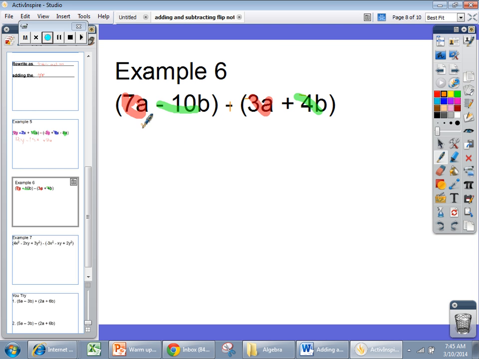Alright, so 7a minus 3a is 4. Good job. And then a negative 10b plus a negative 4b. Negative 14b. Good job. Alright, we have one more example that we're going to do together, and then we have 2 of them that you're going to try. Ready for the last one? Alright, I'll take that as a yes.